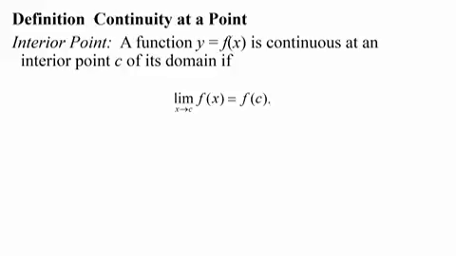Definition: continuity at a point. Interior point. A function y equals f of x is continuous at an interior point C of its domain if the limit of f of x as x approaches C is equal to f of C.